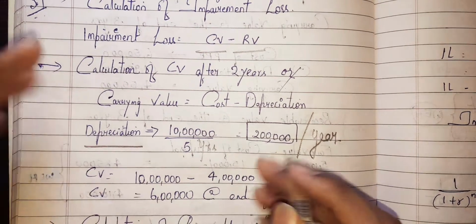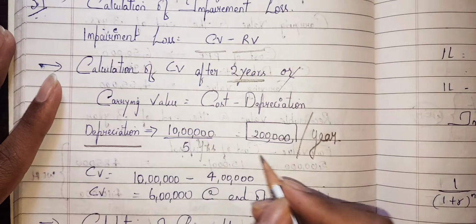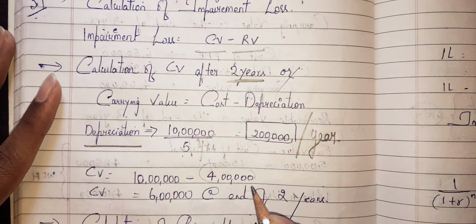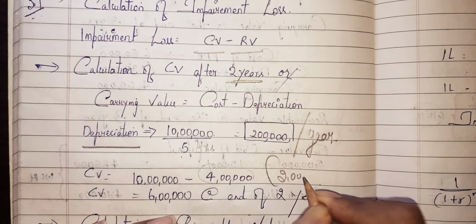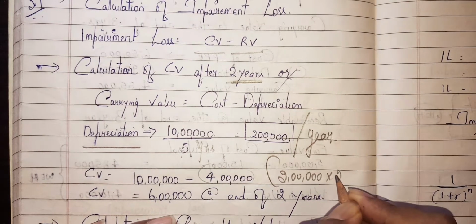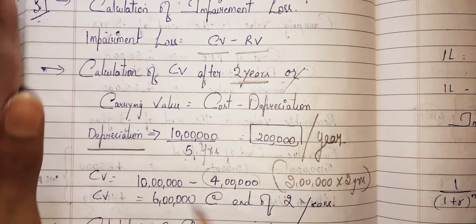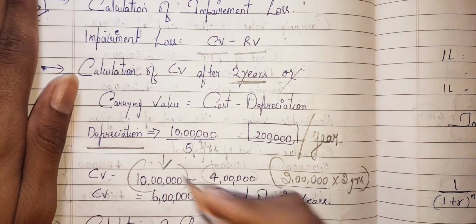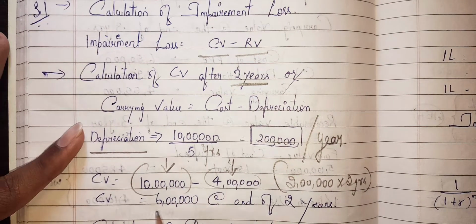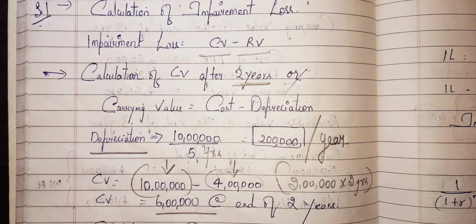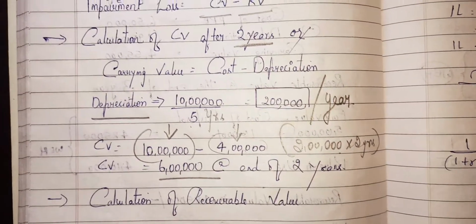Now we are testing the asset for impairment loss after 2 years. So we need to subtract 2 years depreciation. How did we get this 4 lakh? It is nothing but 2 lakh into 2 years, which is 4 lakh. So the value of the asset is 10 lakh rupees. From that if I subtract 4 lakh rupees depreciation, the carrying value will be 6 lakh rupees at the end of the second year.